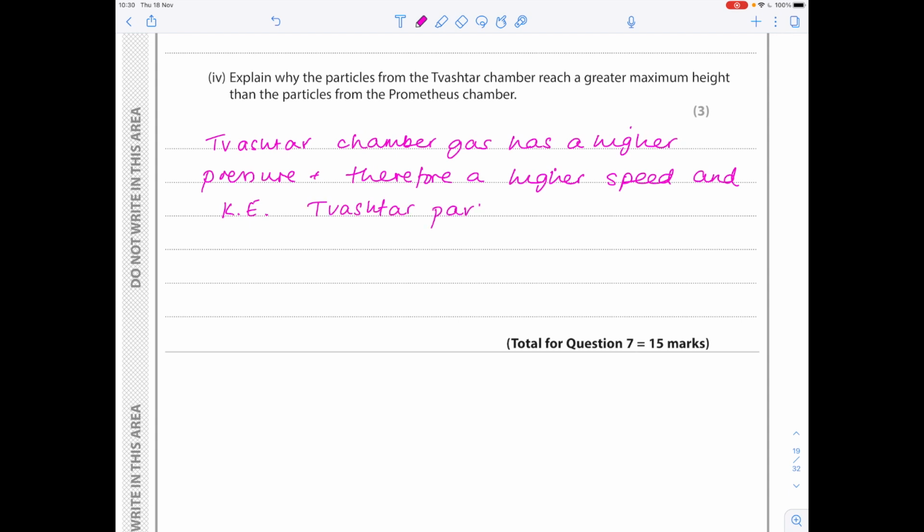So the Vashtar particles have greater gravitational potential energy due to the higher height they achieve.